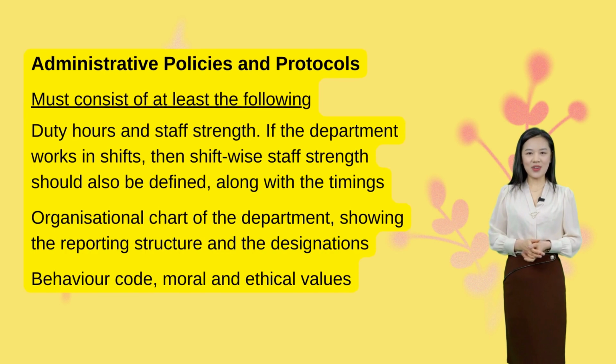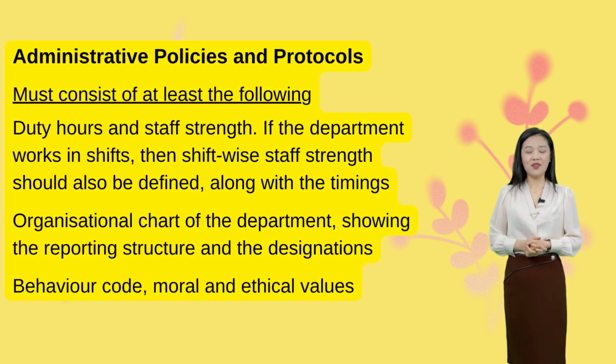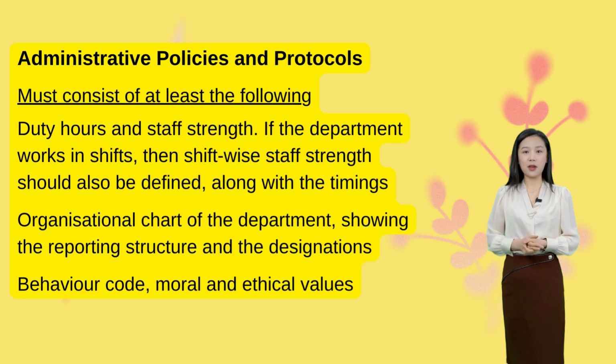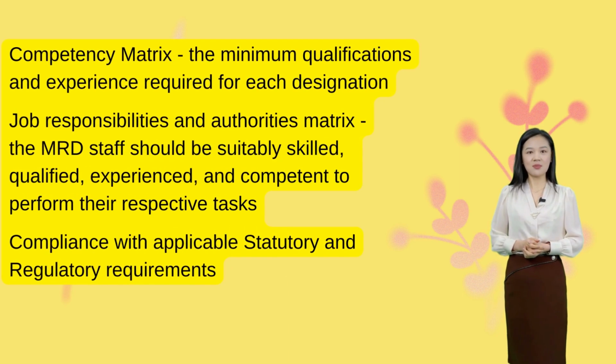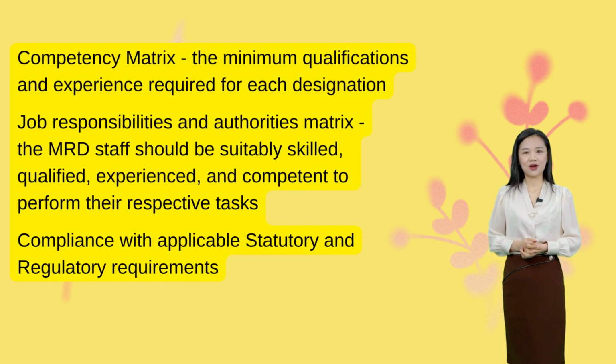Administrative policies and protocols must consist of at least the following: duty hours and staff strength. If the department works in shifts, then shift-wise staff strength should also be defined along with the timings. Organizational chart of the department showing the reporting structure and the designations. Behavior code, moral and ethical values. Competency matrix. This means the minimum qualifications and experience required for each designation. Job responsibilities and authorities matrix.